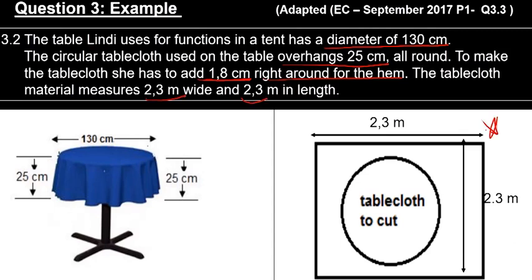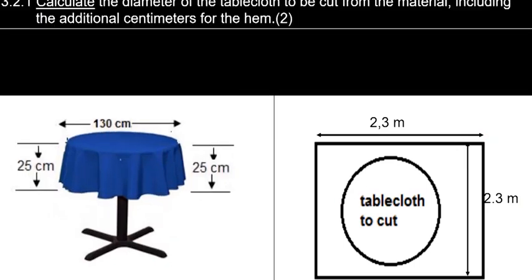This is what they're talking about. So they gave you 2 pictures, one where they show you the tablecloth and another one where they show you how they cut it out. In this type of questions, let me just take you through. They're asking you for the diameter here.